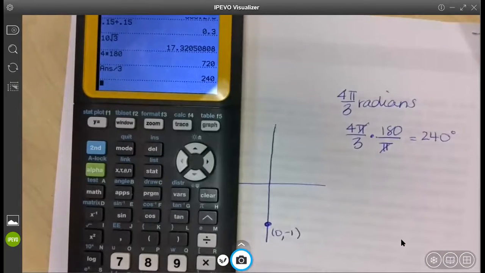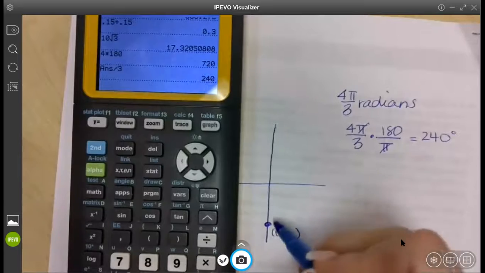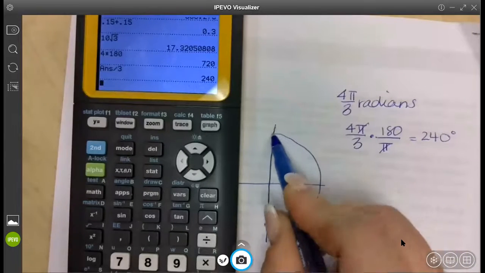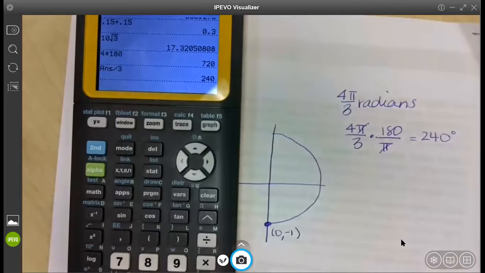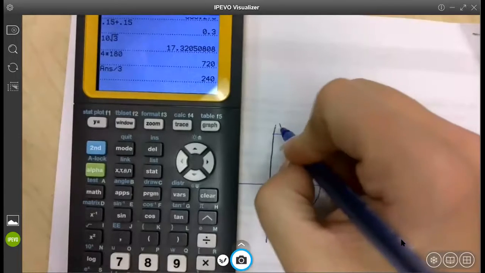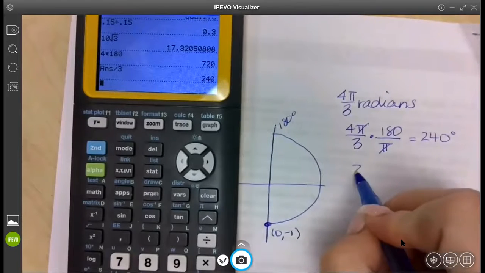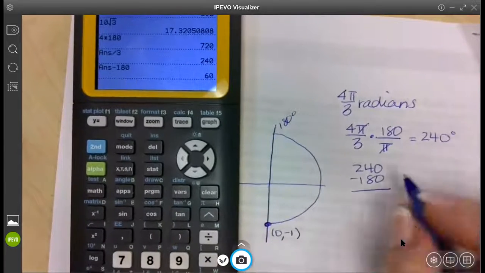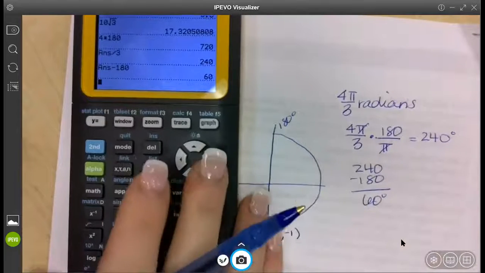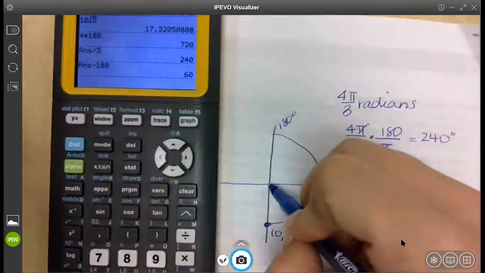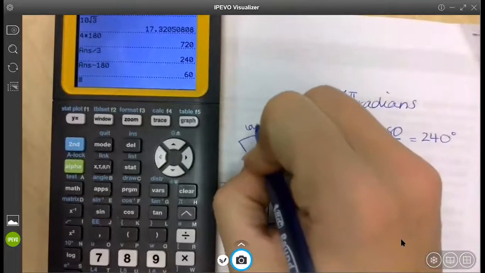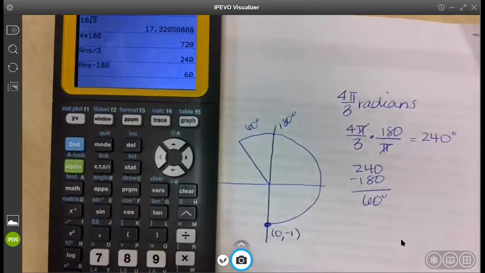Are you good so far? Yeah. Okay. So when I draw my circle, when I get to this point, how far have I gone? Is it 180? Yes, ma'am. It's half that circle. So this is 180 degrees. So what I did was 240 minus 180, and I got 60 degrees left. You see that? Yeah. So right here, this was 60 degrees left.